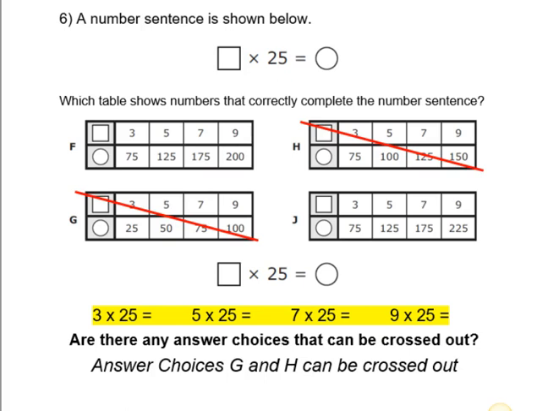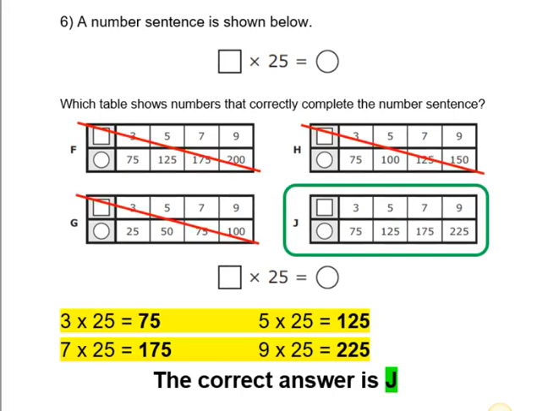For H, 3 times 25 is equal to 75. Yes, that is correct. And 5 times 25 is equal to $1.25. So 5 times 25 is equal to 100 is incorrect. Now, the only answer choices we have left are F and J. Based on these 2 choices, which is my correct answer?